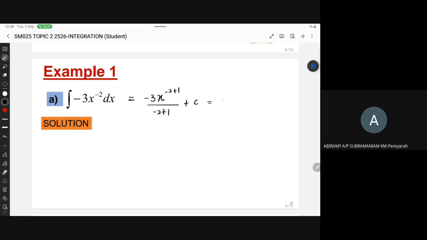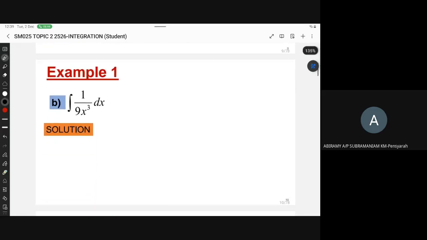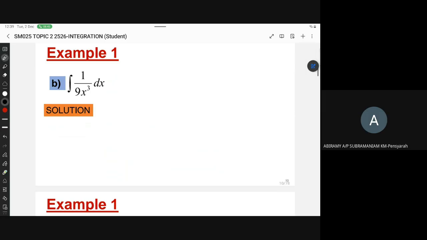When we simplify this, we will get negative 3x to the power of negative 1 divided by negative 1 plus c. Negative divided by negative, we will be getting a positive 3. We can always write x to the power of negative 1 as 1 over x, so 3 divided by x plus c. I hope you can follow this. Now we are going to go to the next example.